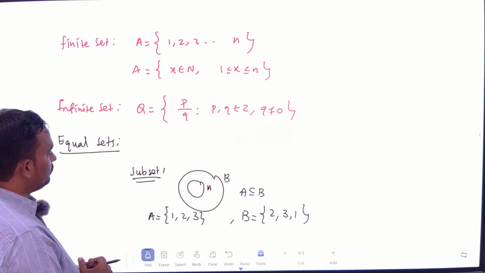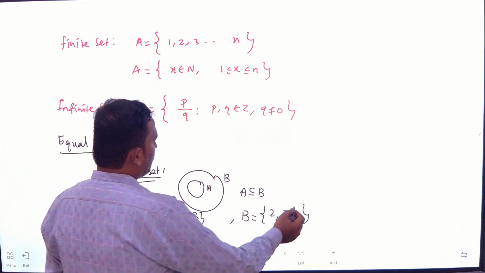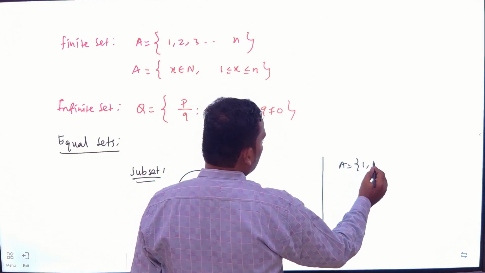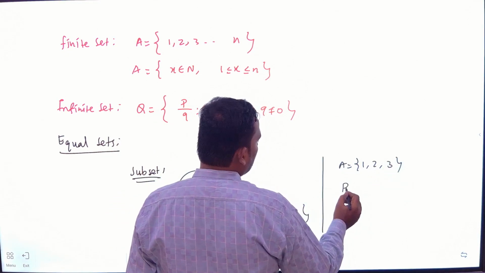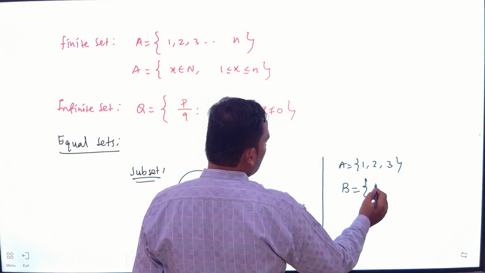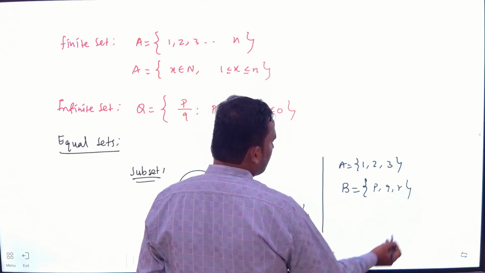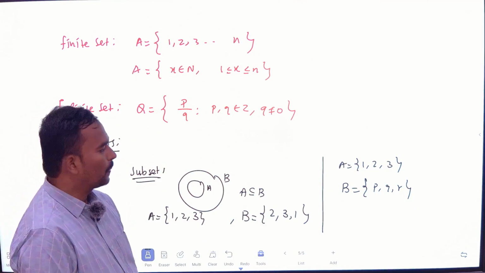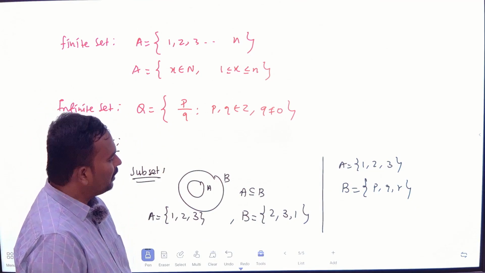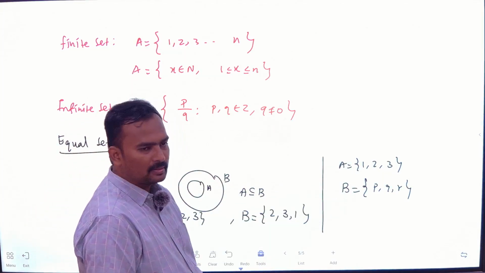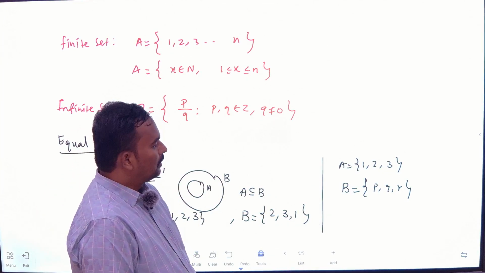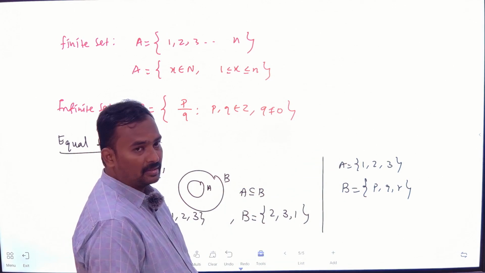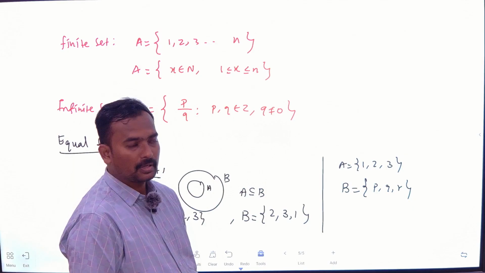Understood? So for example, if I take A is equal to {1, 2, 3}, and let's take B is equal to {p, q, r}. Are these two equal sets? No. Equal sets means what? If you take any element in A, it will be there in B. Here 1, 2, 3 only is there, but 1, 2, 3 is not there in B, therefore it is not equal sets, right?